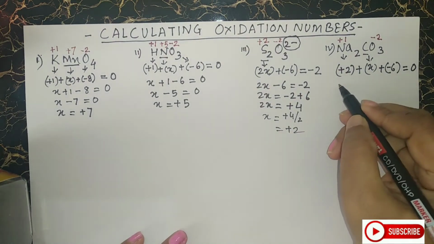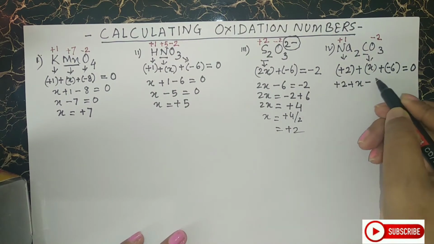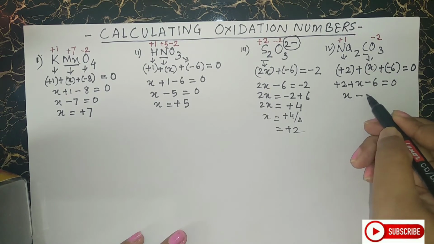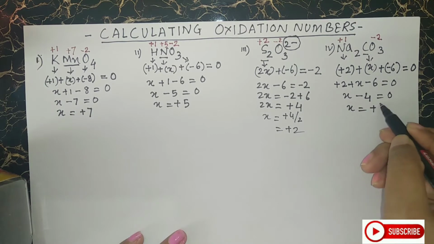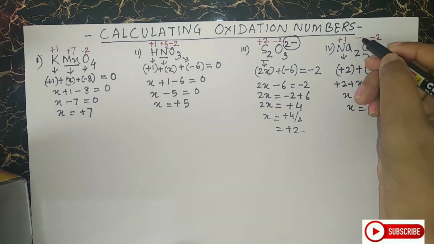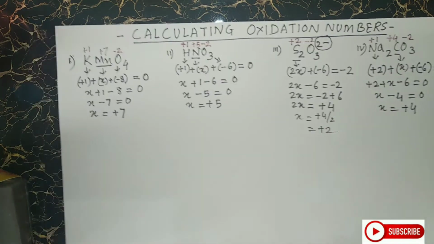Let us calculate this. It will be plus 2 plus X minus 6 is equal to 0. This will come to X minus 4 is equal to 0. So X is equal to plus 4. So the oxidation state of carbon in sodium carbonate is plus 4.